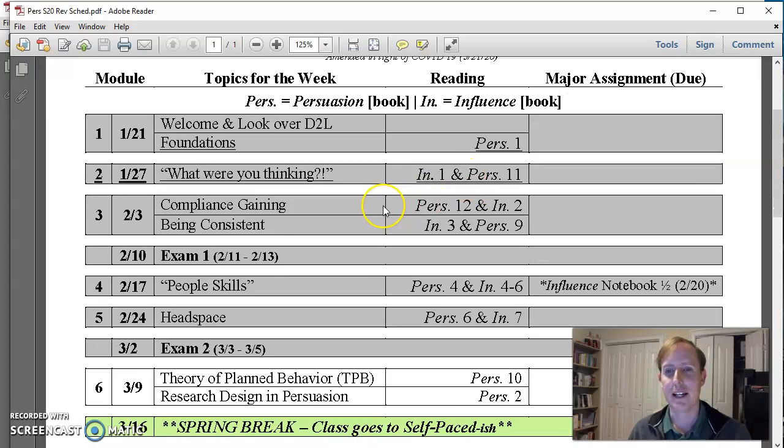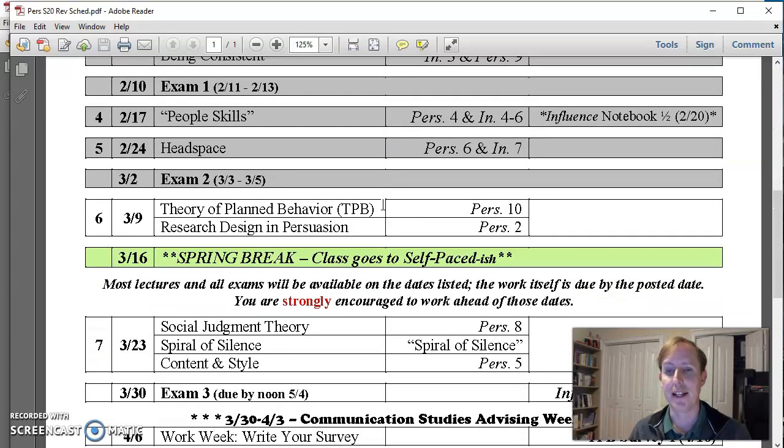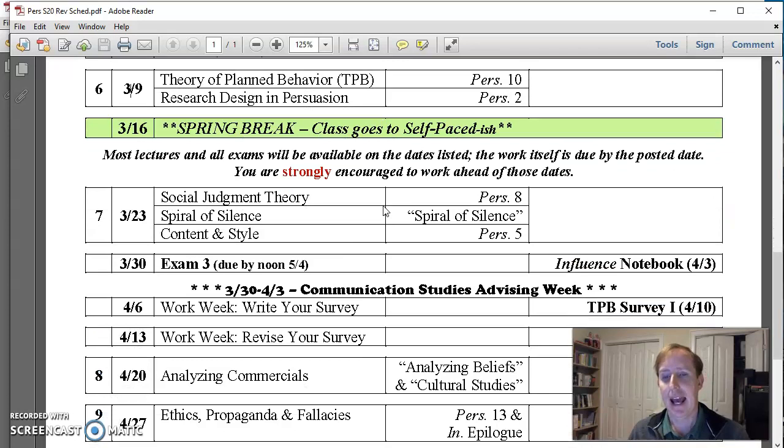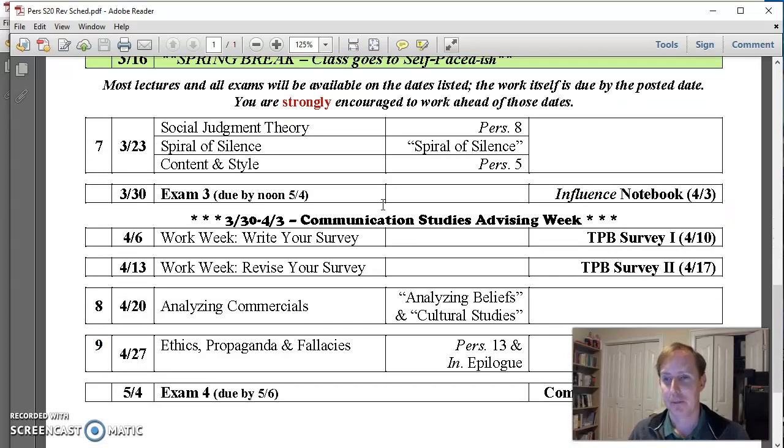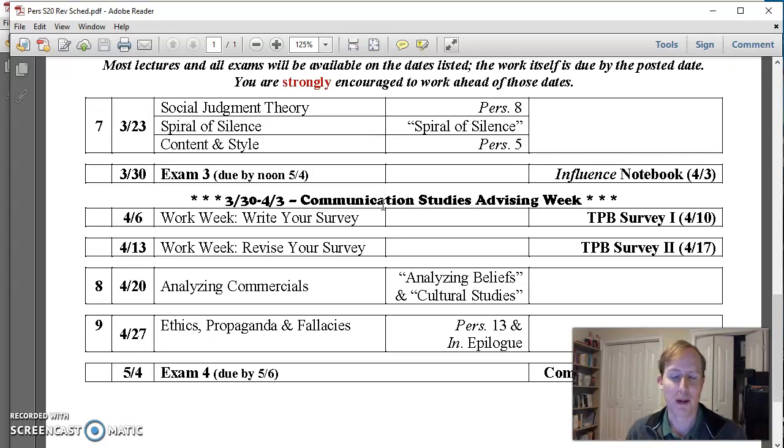So here we are, in gray is all the stuff you've done already, so that's pretty good. Now, Module 7 begins this week, if we're coming back from spring break, the week of 3/23, March 23rd. You still have those same chapters and things to read. You'll notice that exam 3 still opens on the 30th of March, but it's now due by the first Monday of May, which is the beginning of finals week.